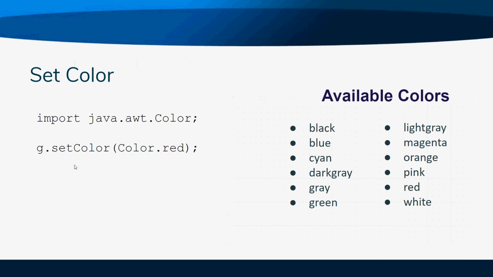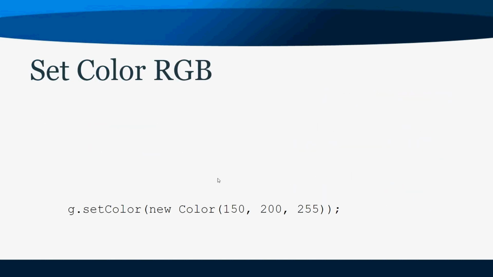To change the color, you say g.setColor, and then the color, whatever color you want. The problem is there's a limited color palette. You have, like, 10 or 15 colors there. You do have to import java.awt.Color, by the way. Since there's a limited color palette, you could also use the setColor command and give it an RGB value.